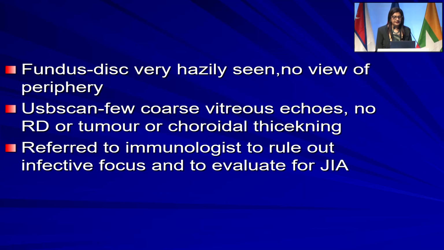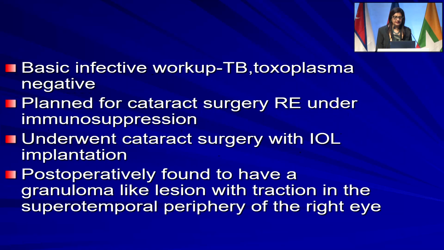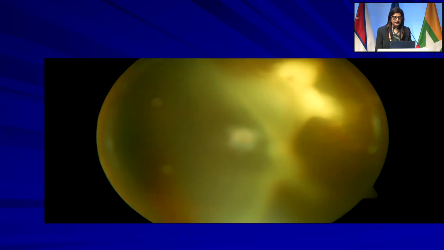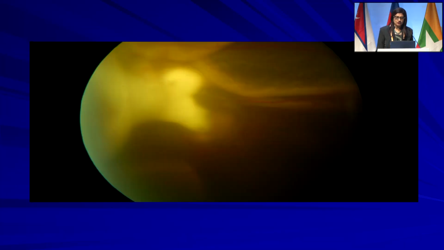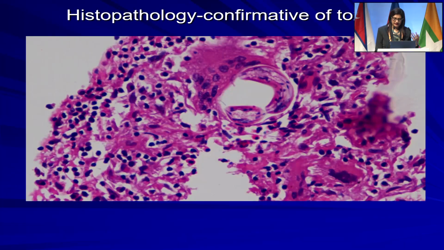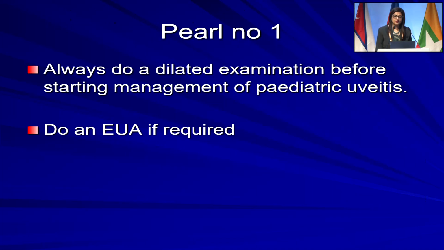The B scan showed a few coarse vitreous echoes, no RD or tumor or choroidal thickening, and he was referred to the immunologist to rule out JIA, but there was no evidence seen. Basic infective workup was also negative, so we took him up for cataract surgery after giving some basic immunosuppression. He underwent cataract surgery with IOL implantation, but was found to have a large granuloma-like lesion in the periphery. So this patient had a toxocara granuloma, which was later confirmed in histopathology because the patient developed an RD, and we went in and settled the RD.